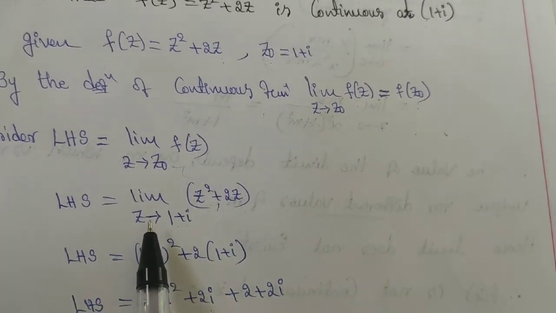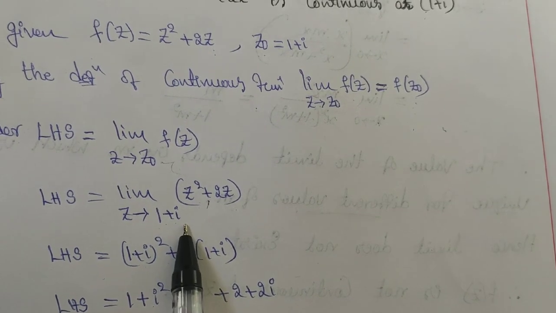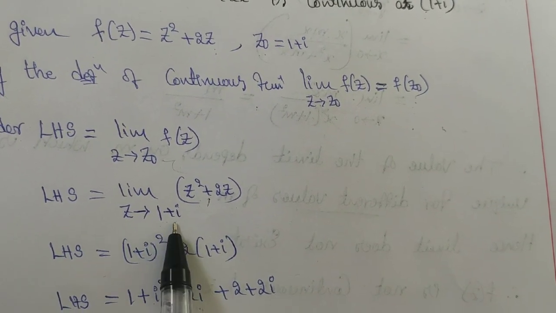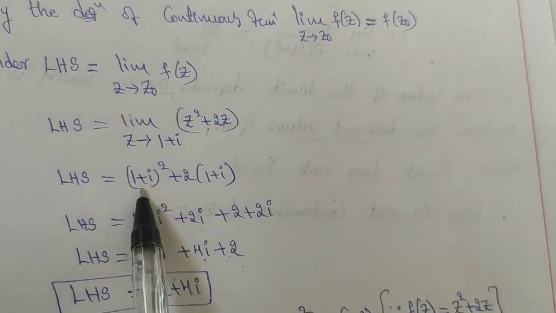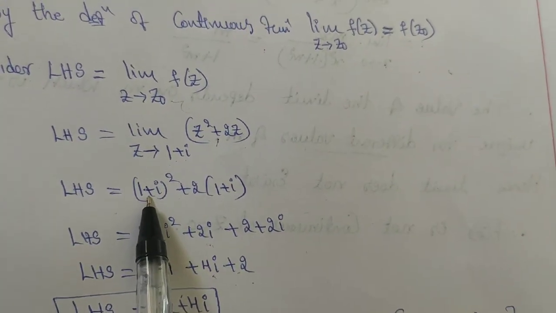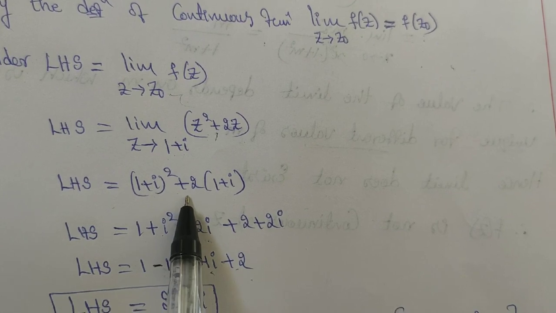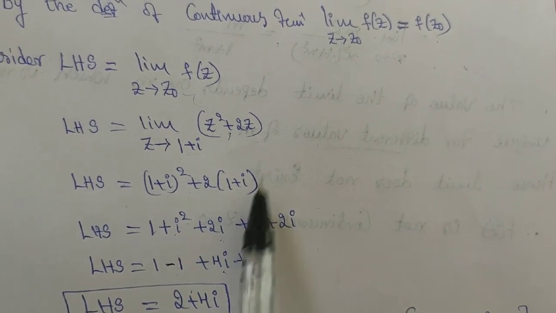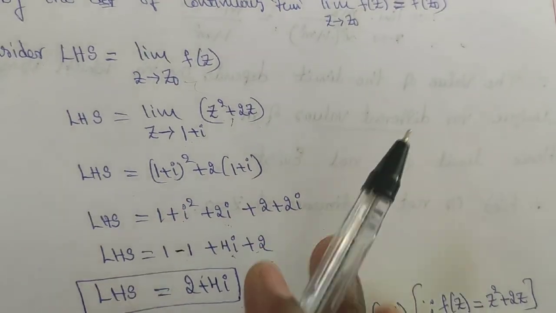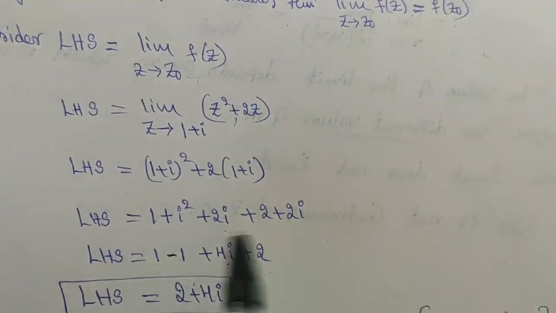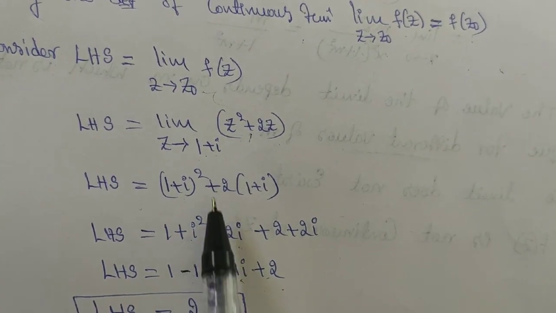Then the limit z tending to 1 plus i. That means we have to substitute 1 plus i in place of z. Then it will become (1 plus i) whole square plus 2 into (1 plus i). Simplify it. It looks like (a plus b) whole square, that means a square plus b square plus 2ab.